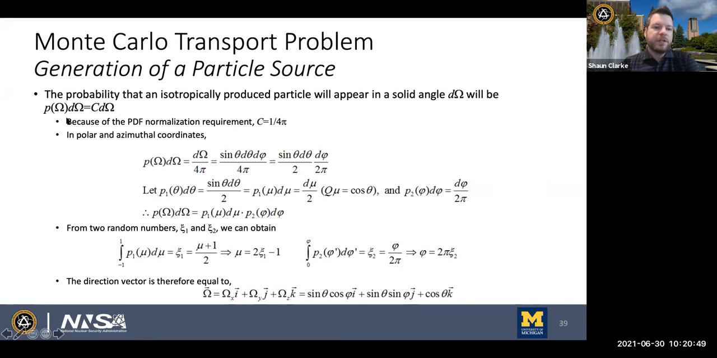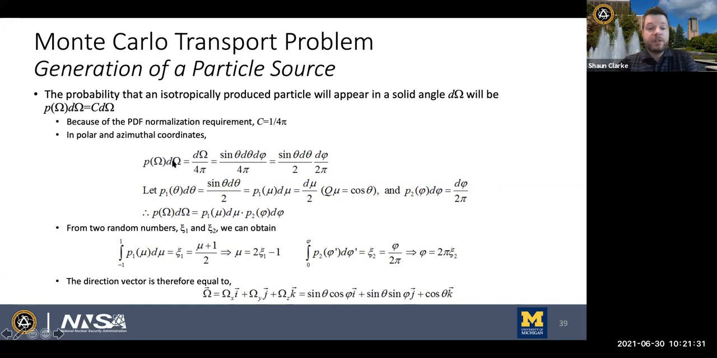And because we need a probability distribution function to do the sampling, the first thing we have to do is normalize that PDF. So our PDF is this P of omega d omega, which is some constant times d omega. This constant is our normalization factor. In order for this P of omega to be a PDF, this function needs to be normalized. So we just set it equal to 1, do the integral, and we know that solid angle integrated over all space is 4 pi. So our constant works out to 1 over 4 pi to ensure that this PDF integrates to 1 over all space.